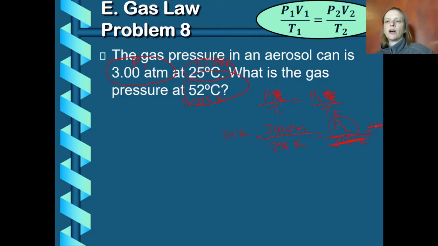The 325 Kelvin cancels out, and we are left with 3 times 325 divided by 298, which my calculator says is 3.2718. Using the rules of sig figs, look at how many sig figs are in each component of my multiplication division problem. I consistently have 3 sig figs, so I will round off to 1, 2, 3 sig figs, and 3.27 atmospheres. Notice that your Kelvin units cancel out, and so you're left with atmospheres of pressure.